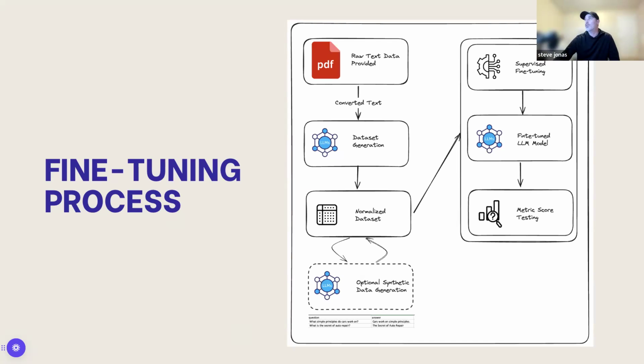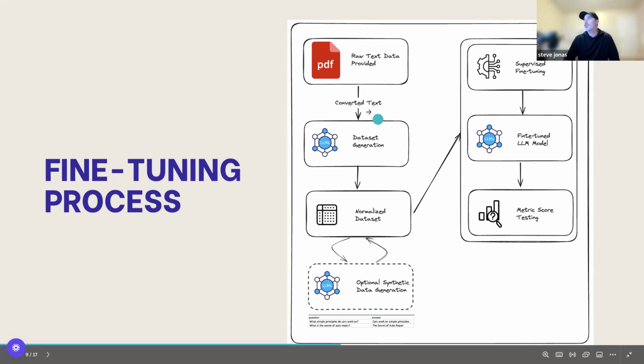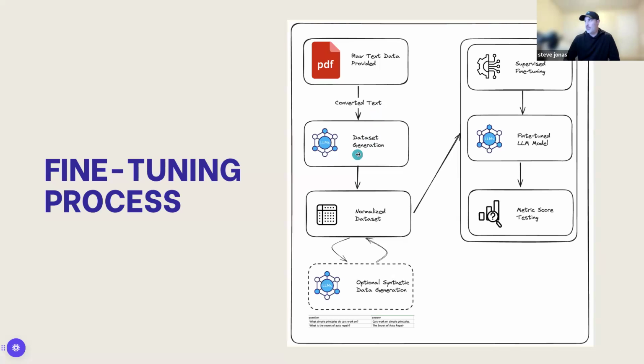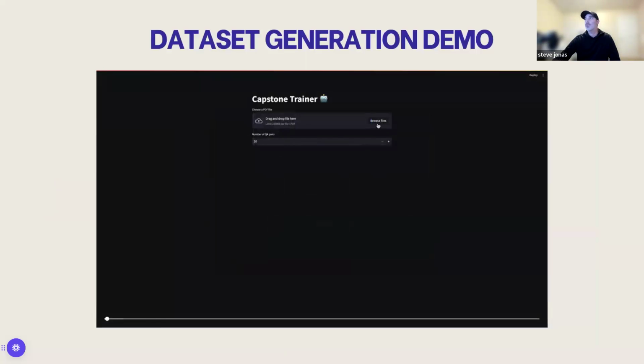Again, this goes through providing the raw text, converts the text into a data set, normalizes that data set. Then we also integrated the option of creating synthetic data from that data set, so creating additional data if your data set's not big enough. Maybe you want a larger data set that you just don't have. So then it normalizes that data set again, sends it to the supervised fine tuning, fine tunes the model, and then I'll show you the metric score that we were able to achieve.